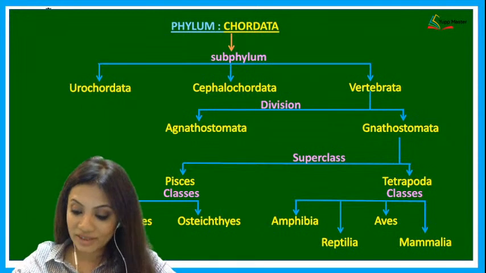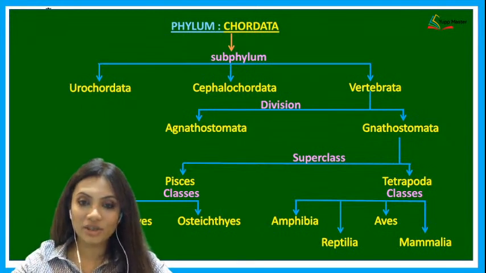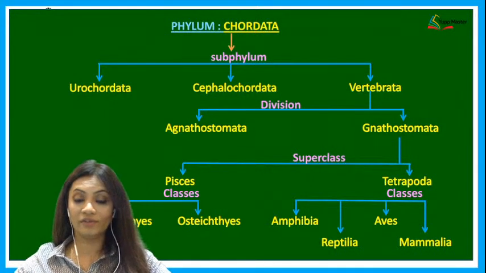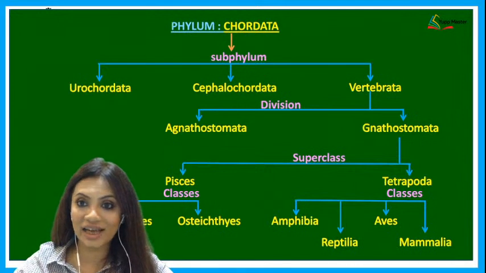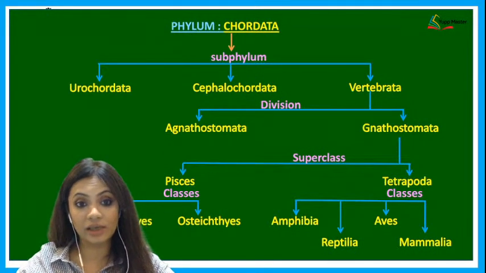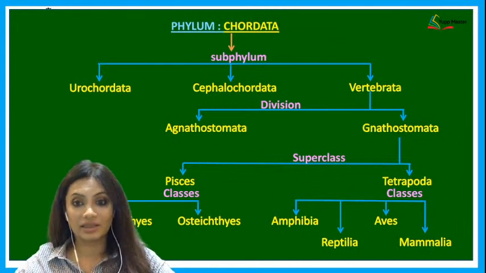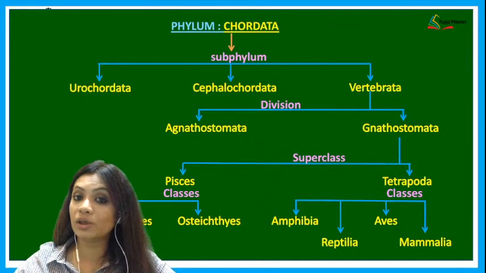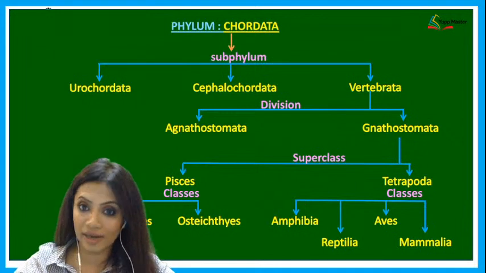So before we sum up the lecture today, let us just revise. When we're going to be learning about the chordates ahead, chordates are divided into the subphyla called Urochordata, Cephalochordata and Vertebrata. We'll be doing those in the next lecture.